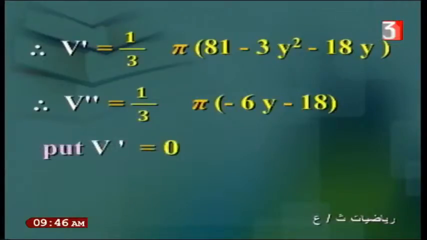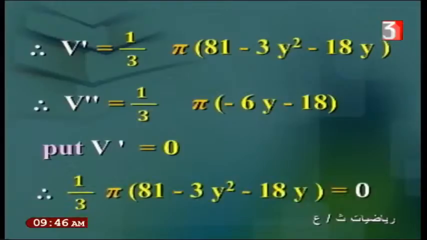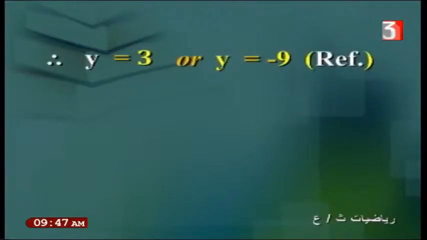Put v dash equal 0 to get the critical point. Then multiply 81 minus 3y power 2 minus 18y equal 0. We have the equation. We can solve it and get y equals 3 or y equals negative 9. The negative value is refused because y is a part of the height of the cone.